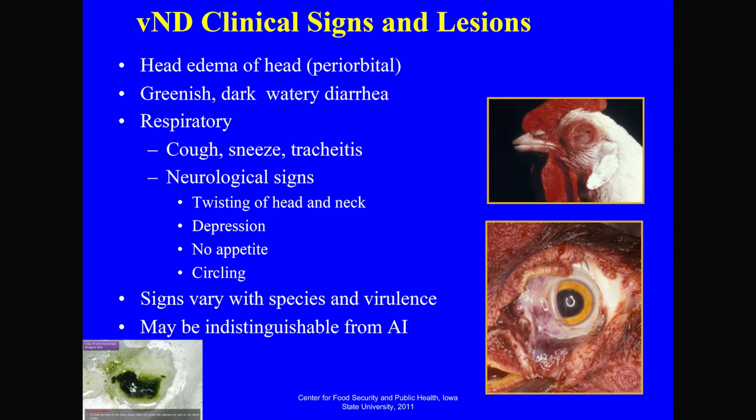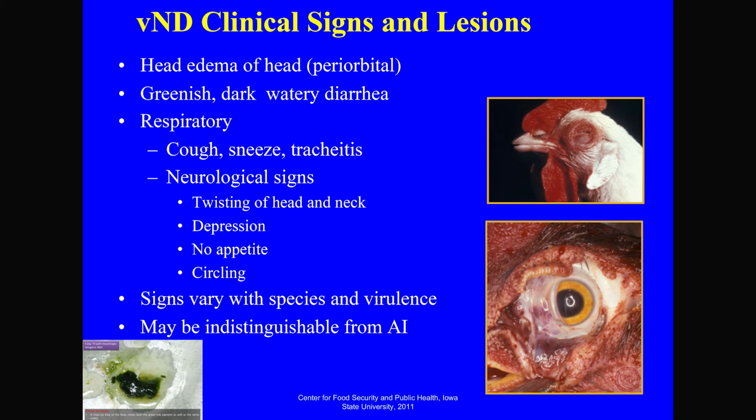There can be neurological signs, twisting of the head and neck. You may notice a bird that has got their head almost touching the ground. Of course, the birds are going to be very, very depressed. They're not going to have an appetite, not going to drink as much water, and we may see some circling in them. Now, the signs do vary with the species of bird affected and the virulence of the Newcastle strain. But again, this may be indistinguishable from avian influenza.